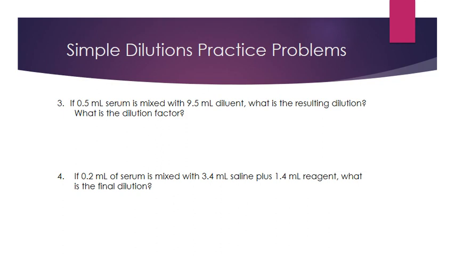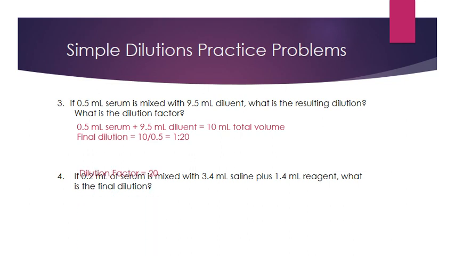So to find our final dilution, remember we're going to divide our total volume by our original sample volume. So we get 10 divided by 0.5, which gives us a 1 to 20 final dilution. So what's our dilution factor? For this problem, it is 20.